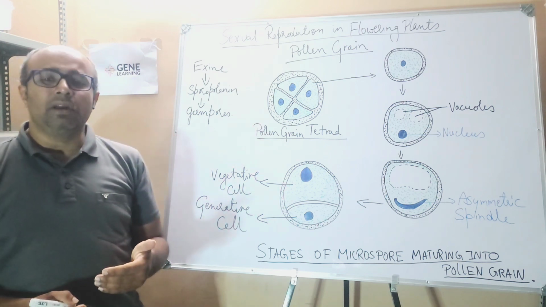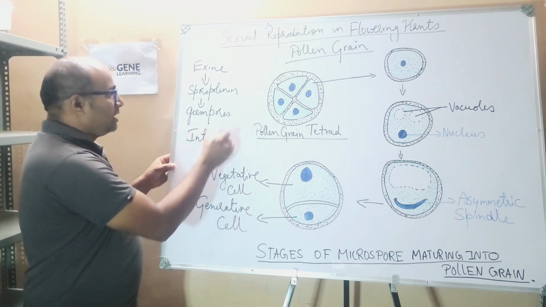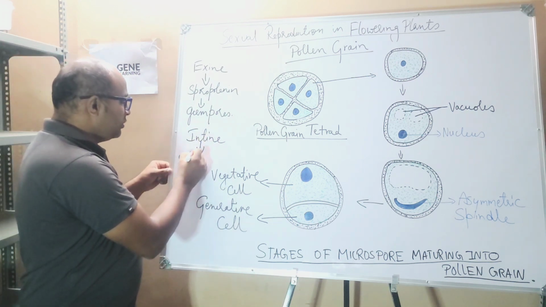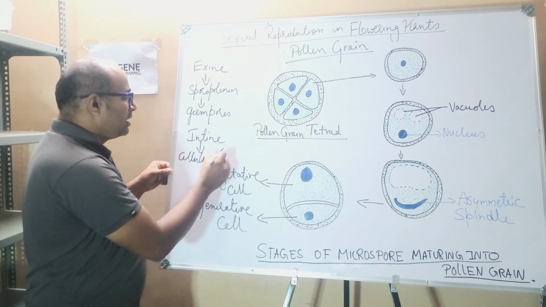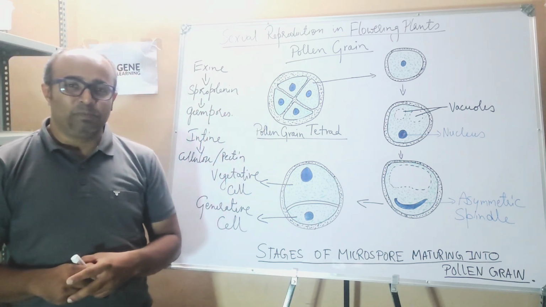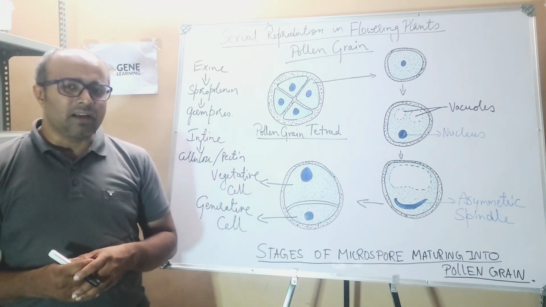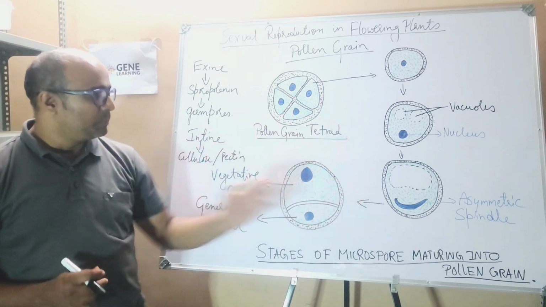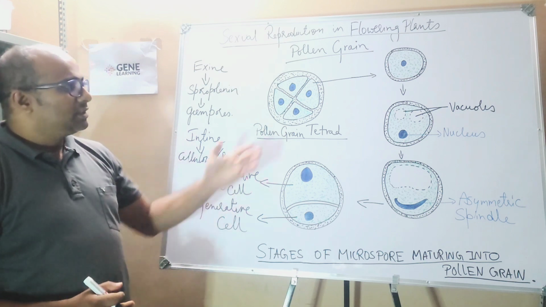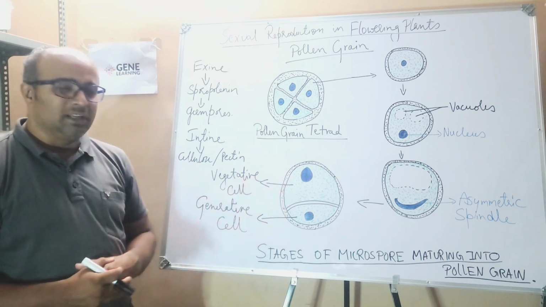Now, the innermost layer is called the intine. This intine is made up of cellulose and pectin and is covered by plasma membrane. At maturity, the pollen grain is shed at the two-cell stage, as you can see over here. This is how it develops into the two-cell stage, and this is the two-cell stage.